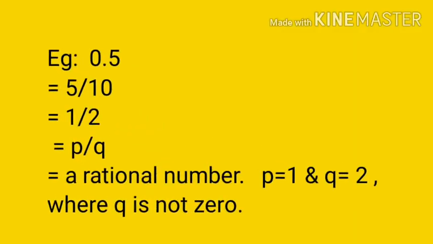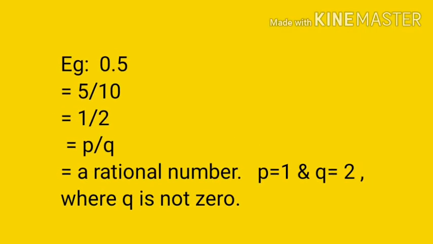Let us take an example. 0.5 is a terminating decimal. It is equal to 5 upon 10. Then 5 ones are 5, 5 twos are 10, so they get cancelled. It is equal to 1 by 2, which is equal to p by q. Therefore, 0.5 is a terminating decimal and is equal to 1 by 2, which is p by q, a rational number. Therefore, it is a rational number.